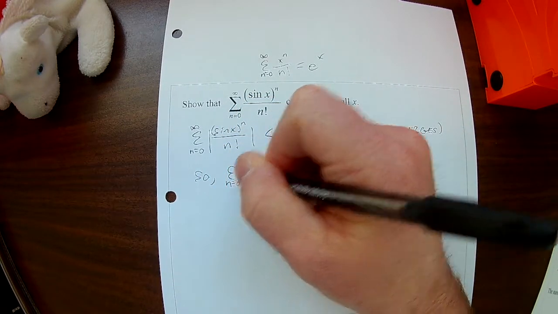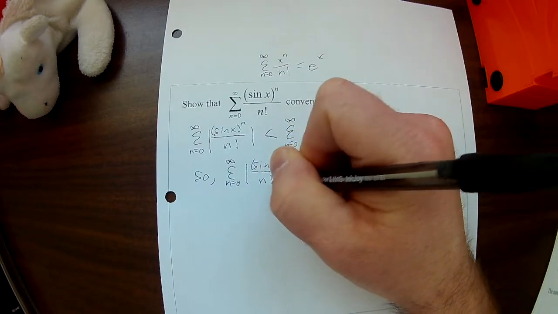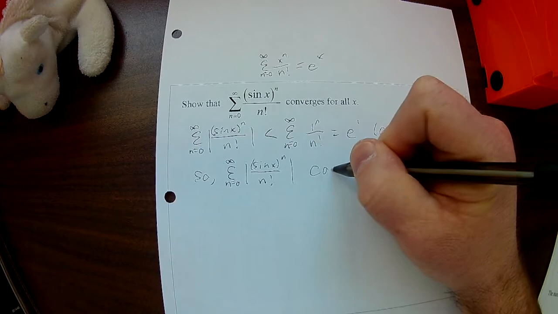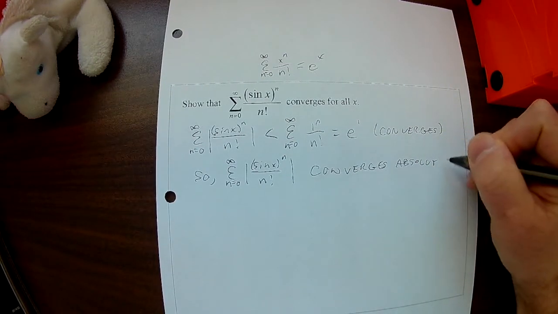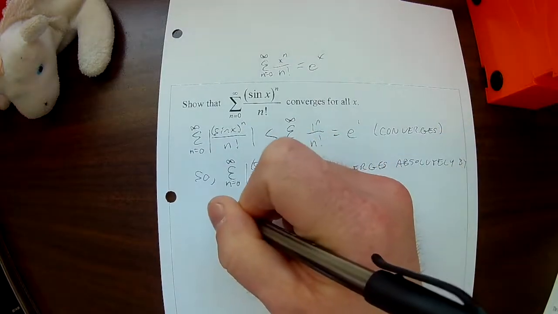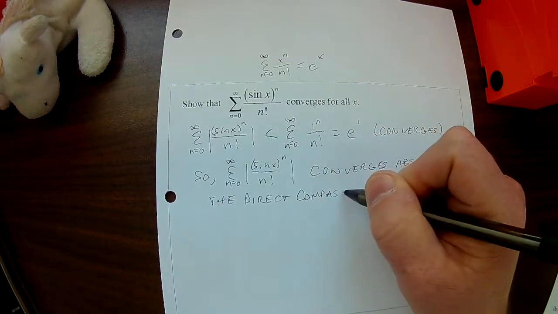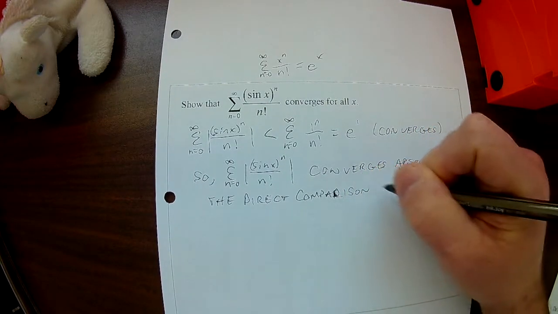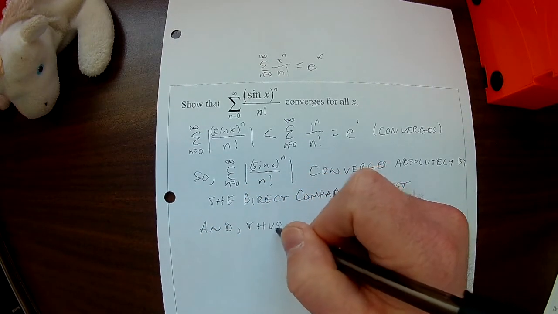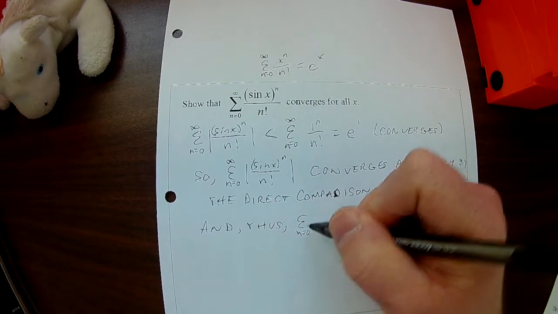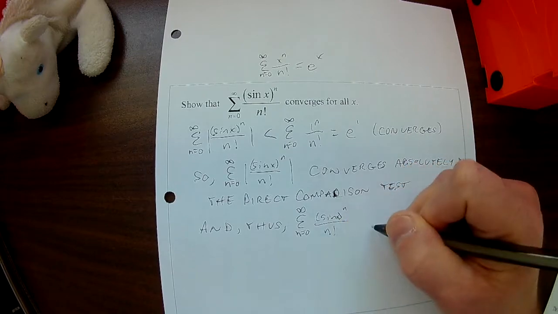So the summation n equals 0 of the absolute value of sine of x to the n over n factorial, and I think I'm being extremely verbose in writing this, converges absolutely by the direct comparison test, and thus, again being verbose, summation from n equals 0 to infinity of sine of x to the n over n factorial converges.